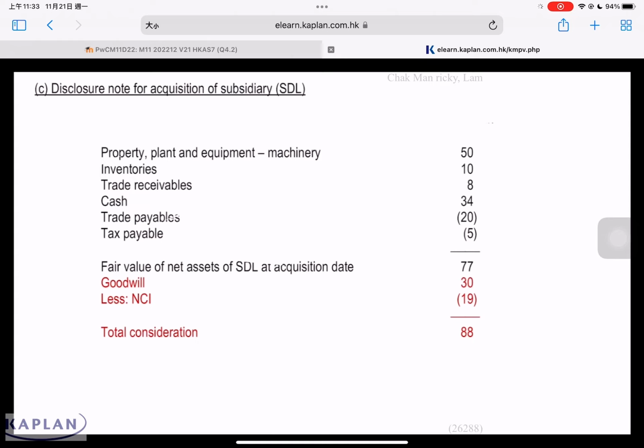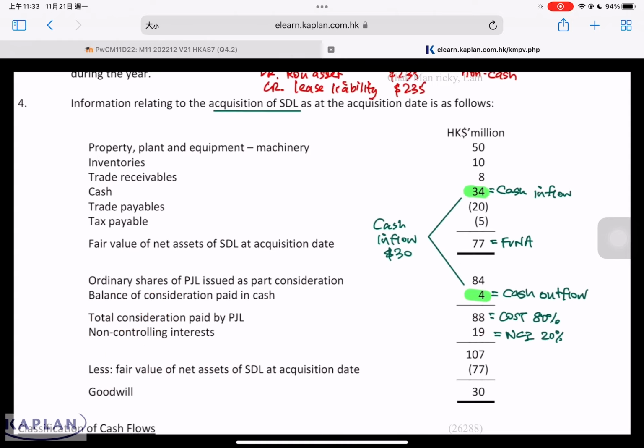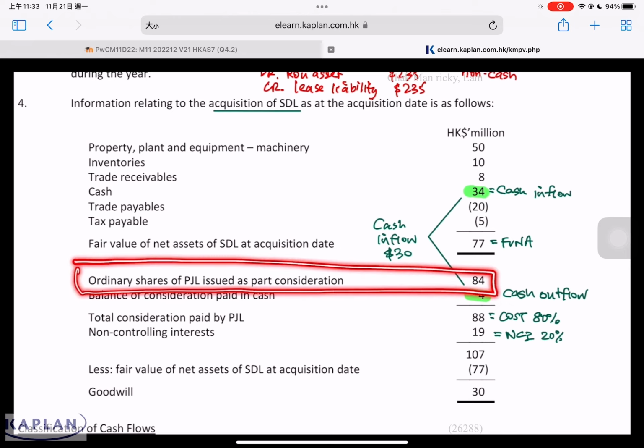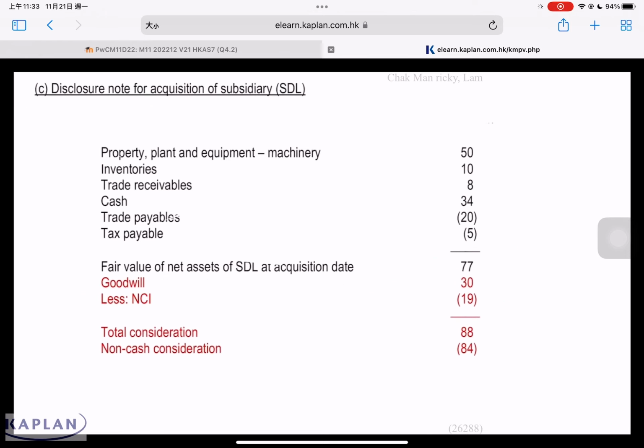Out of this $88 million, non-cash considerations. The non-cash consideration is issue of share, 84. This is the issue of share, debit investment credit share capital. This is a non-cash consideration, 84. The balance is considered as cash considerations.